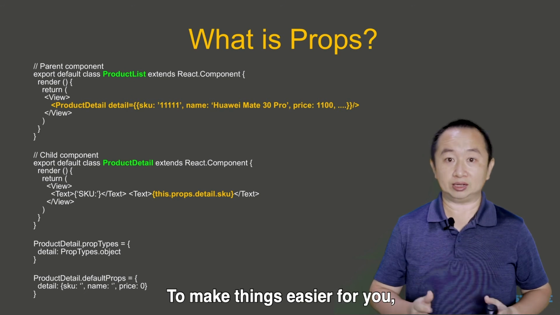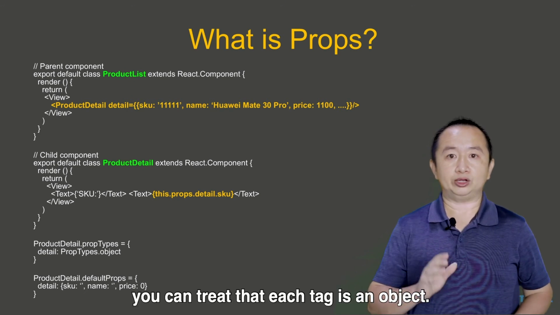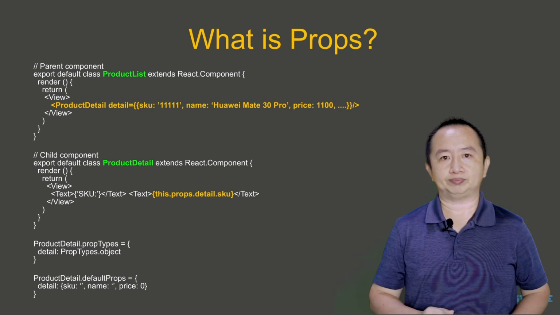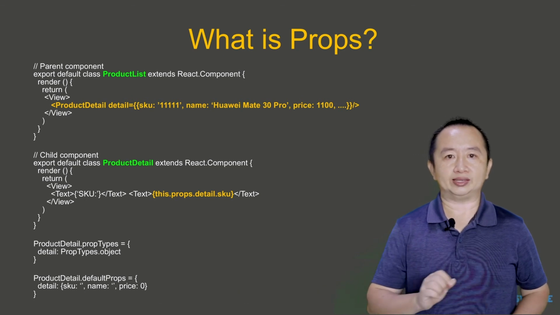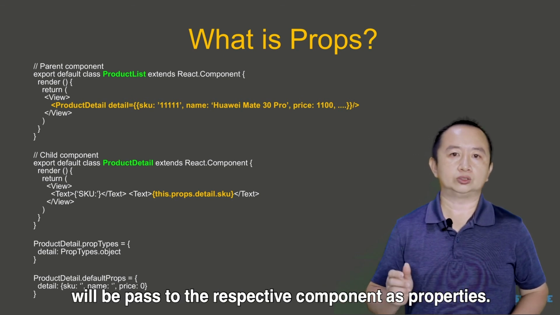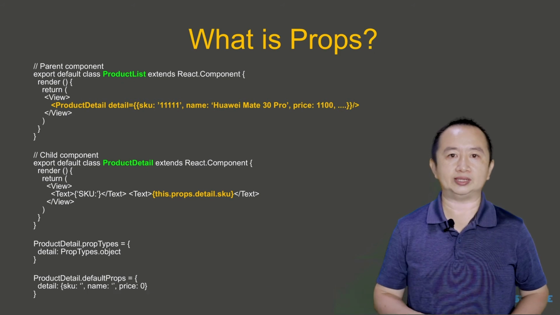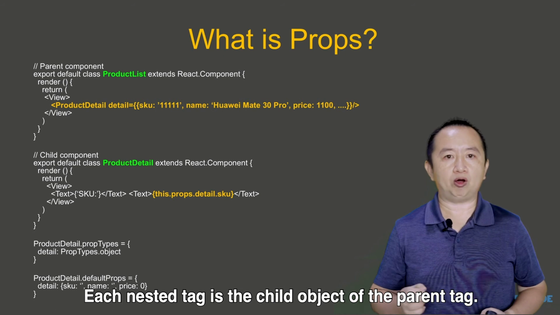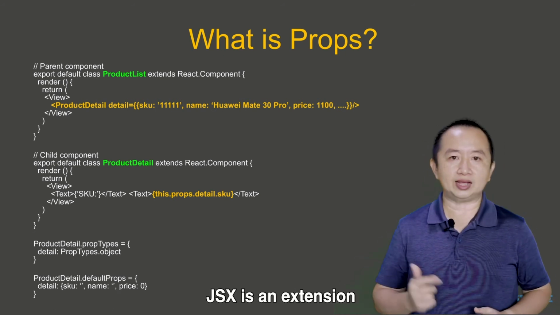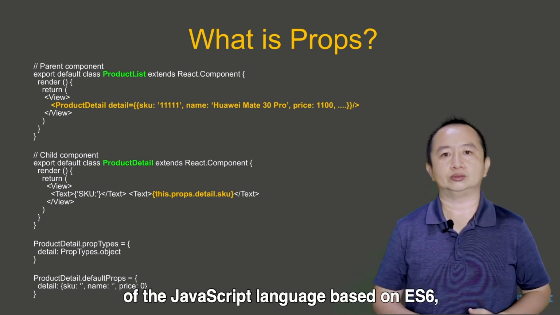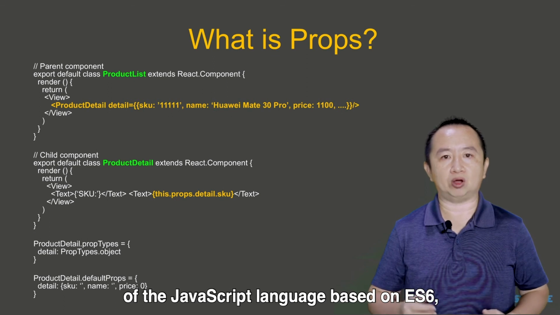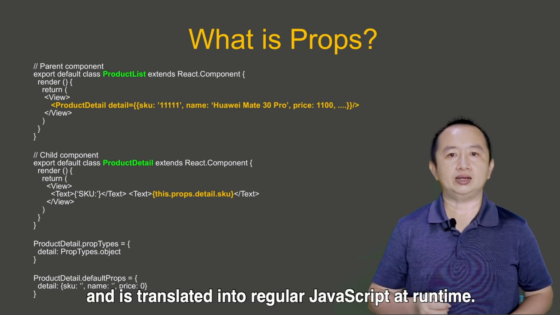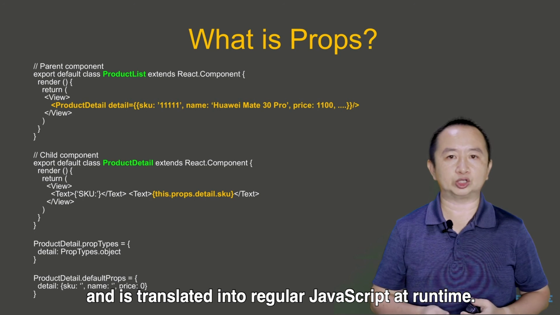To make things easier for you, you can treat each tag as an object, and the attributes within the tag will be passed to the respective component as properties. Each nested tag is the child object of the parent tag. JSX is an extension of the JavaScript language based on ES6 and is translated to regular JavaScript at runtime.